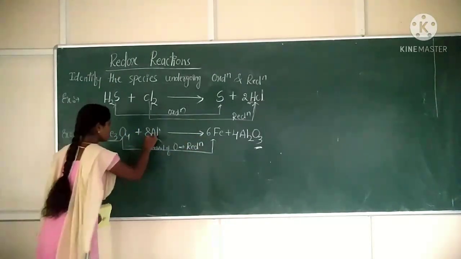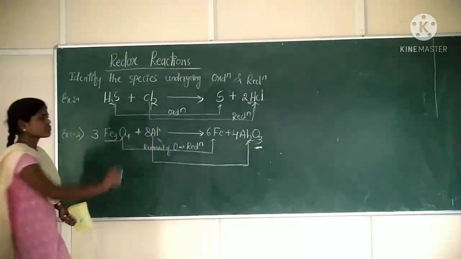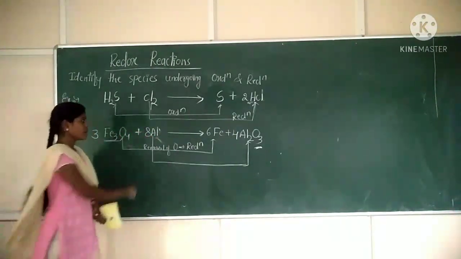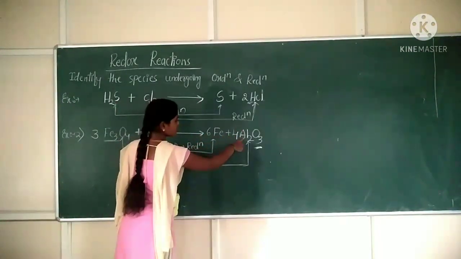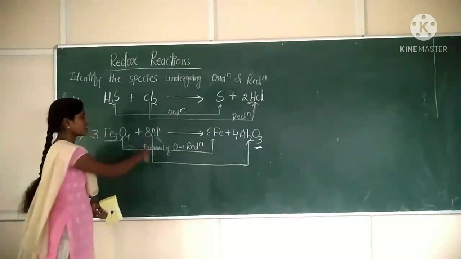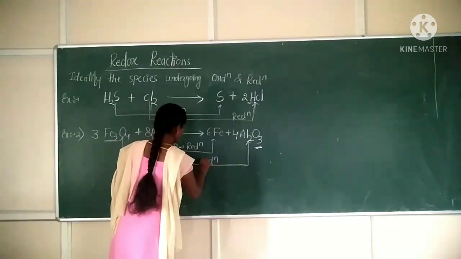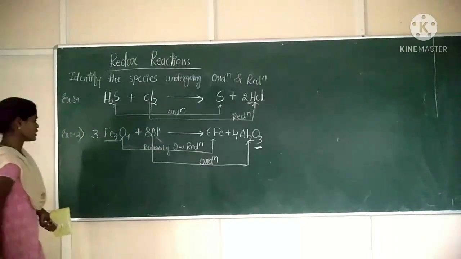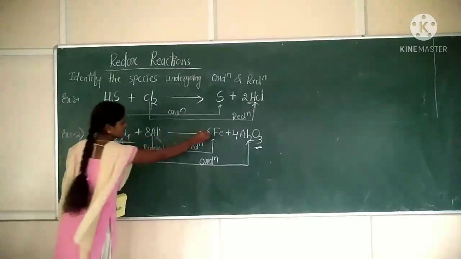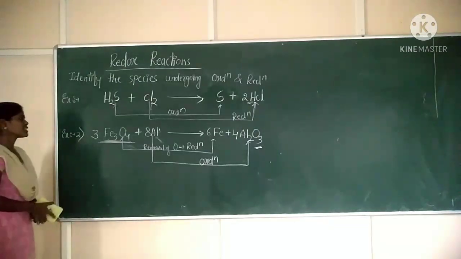Next, aluminium is converted into aluminium oxide. At the reactant side, only aluminium is present, but at the product side, along with aluminium, oxygen atoms are combined. It means addition of oxygen to aluminium, so it is undergoing oxidation. Aluminium is undergoing oxidation, and Fe3O4 is undergoing reduction. Okay, so this is the second example.